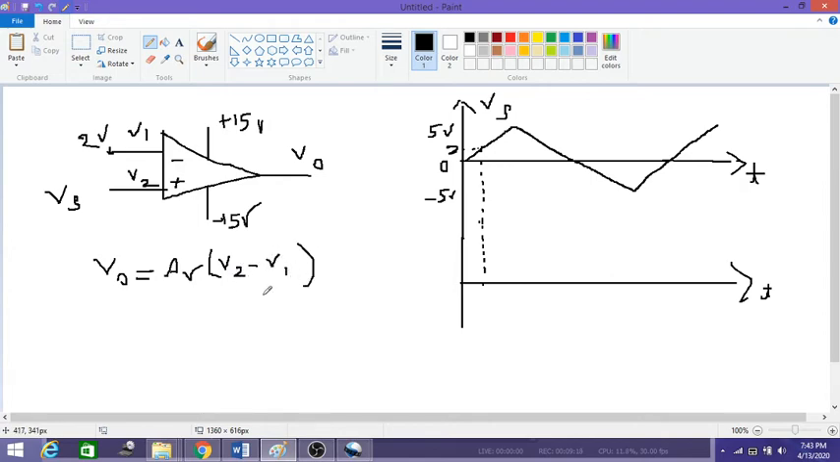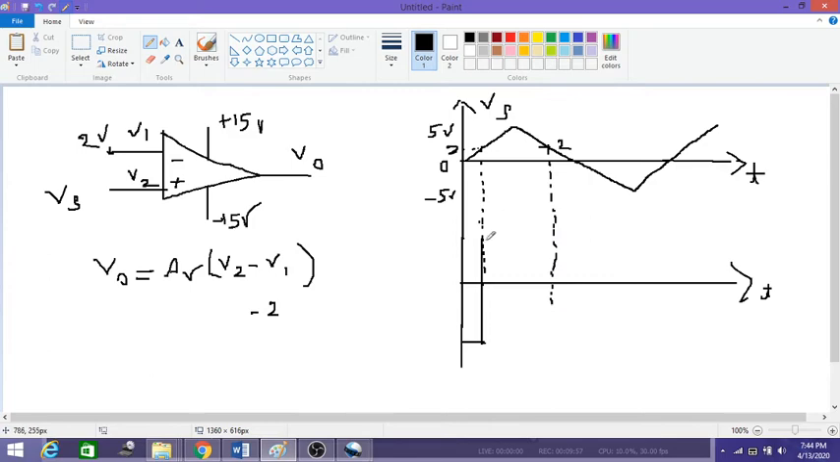Now here V1 is 2 volts, and since Vs, which is connected to V2, is less than the V1 value, till this point we will get minus 15 volts. Then as soon as the Vs value becomes greater than 2 volts, the V2 terminal is dominant over V1, so then I'll get a positive V saturation voltage. So I'll get that from this point till again this point, up to 2 volts.